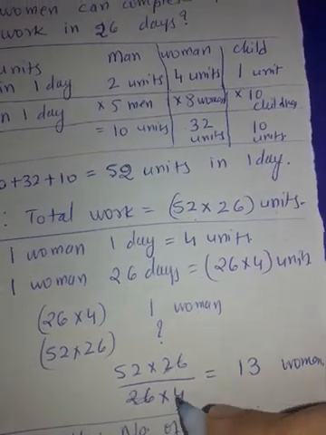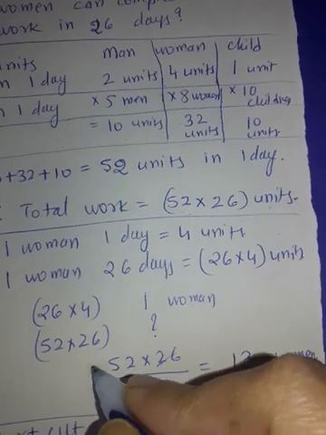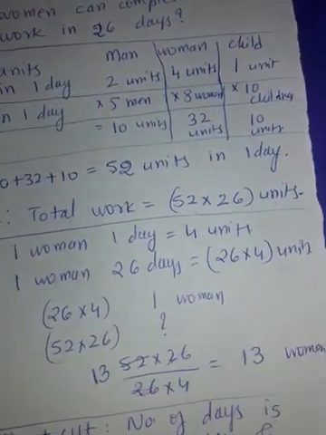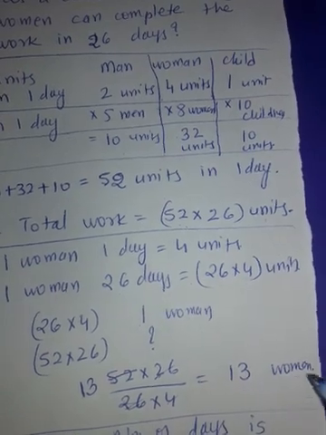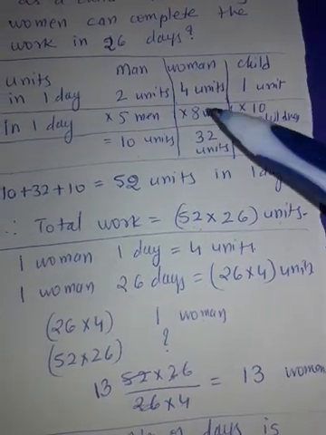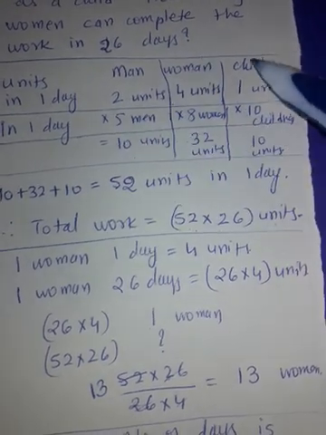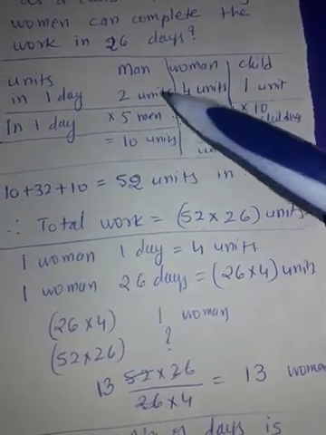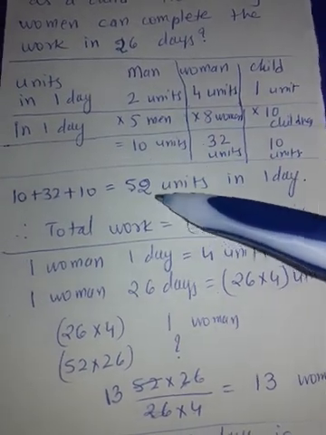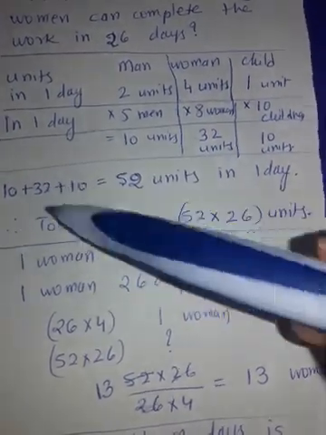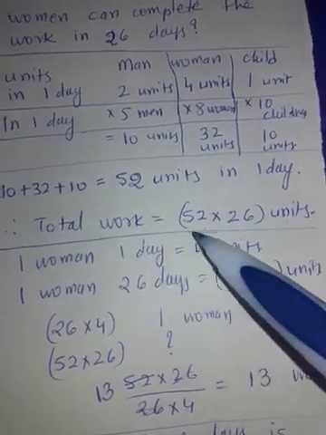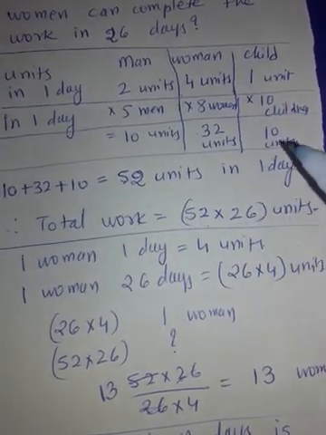52 into 26 into 1 divided by 26 into 4. 26 gone. 4 ones are 13. 13 4s are 52. If you know the tables, everything will be fast. So the answer is 13 women. It's a very easy example. Actually, you don't need to write all this, form the table and find. Numbers are so easy. Up to this step, you can perform everything orally. In your rough work, you can directly write total work is 52 into 26.